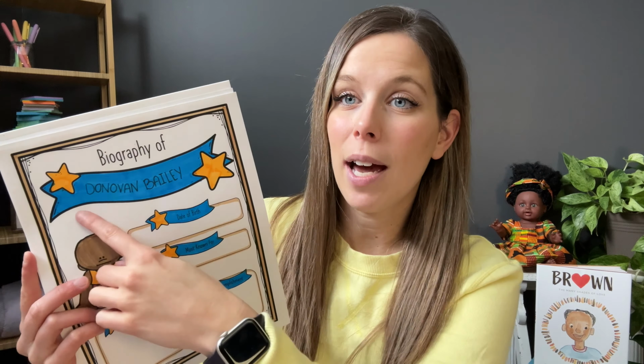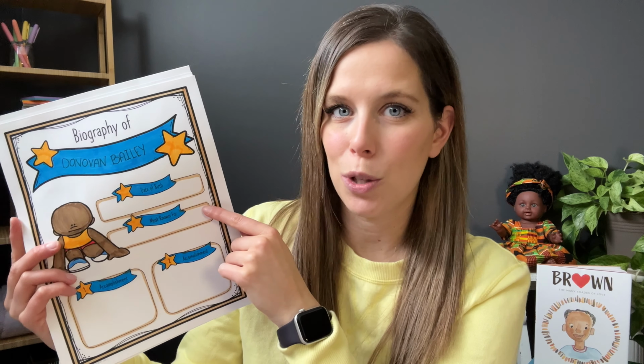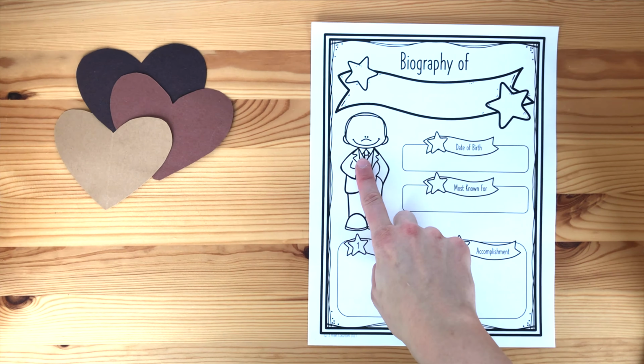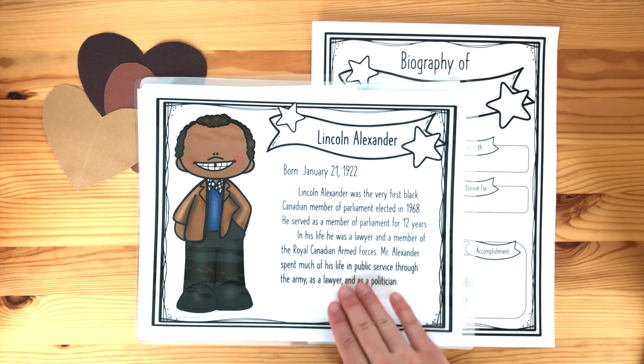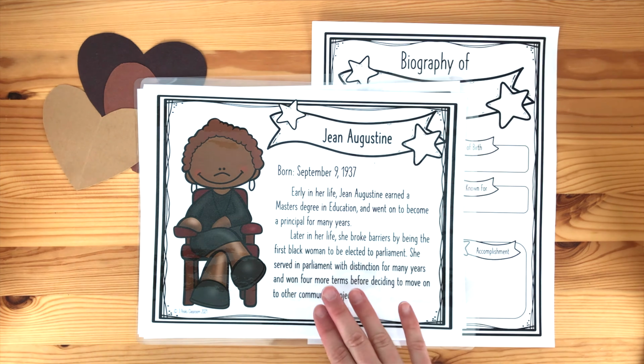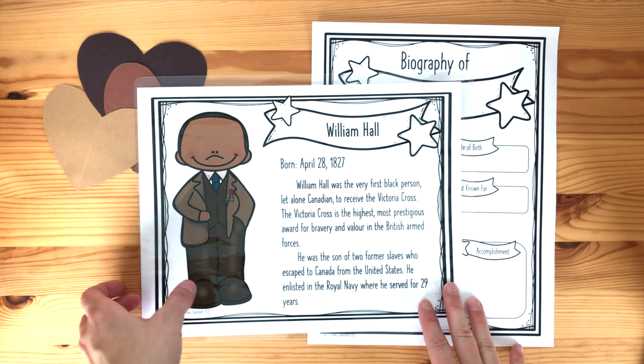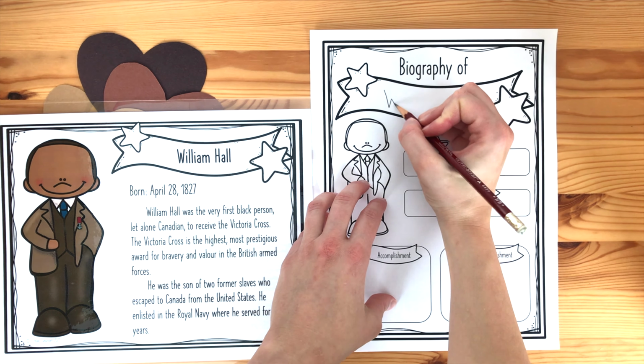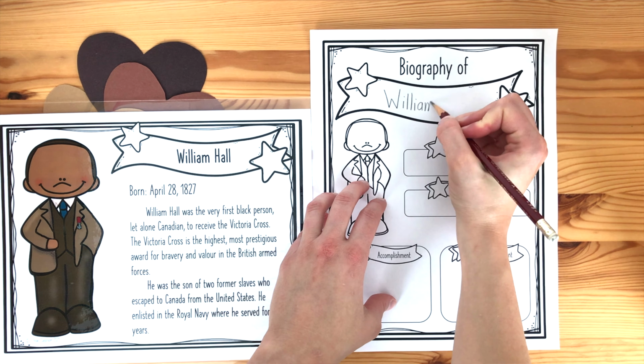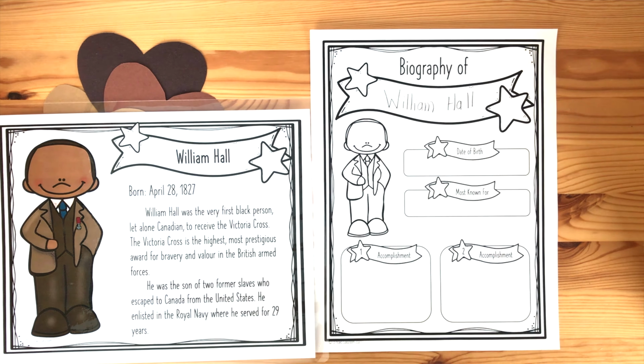So the biography of, and they have to write in their name, when is their date of birth, what are they most known for? So reading the little bio, what are they most known for? And then they can research 2 accomplishments as well. Included in this poster template as well is a little pendant where students can choose to research their own notable figure. So here you can see I've left it blank.